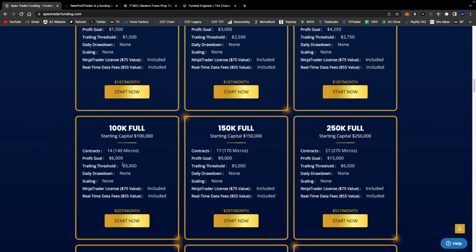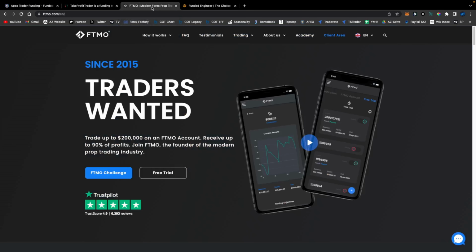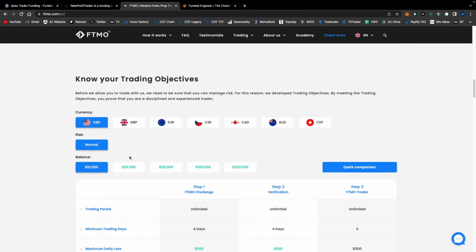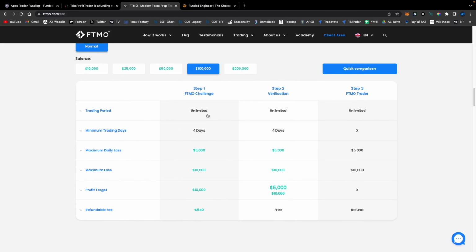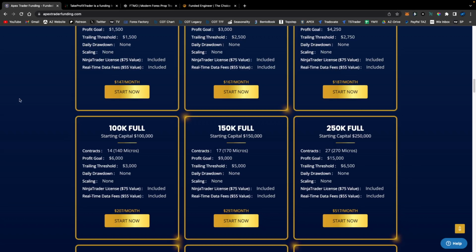And that's the main difference. Let's compare it, for example, to the biggest prop firm in the CFD industry, FTMO, and we compare a 100k account. First of all, the main difference is that here you have a two-step challenge. You have a maximum daily loss of 5,000 US dollars, so a 5% drawdown per day, a 10% overall drawdown, and a 10% profit target. That's really interesting if we compare it back with the Apex funded account. You have a 6% profit target and a 3% max drawdown.